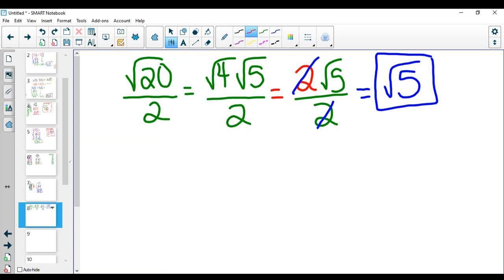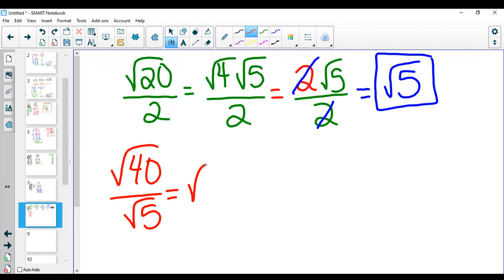Okay, for the second model problem, we're going to do radical 40 divided by radical 5. Now, if you notice, they both have radicals. All right, so this is just like the multiplying. When you just multiply the numbers under the radical, you're going to do the same thing. What is 40 divided by 5? You get 8. And now you're going to break down 8.